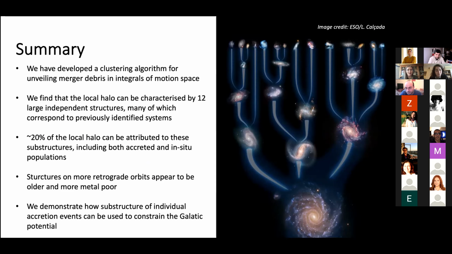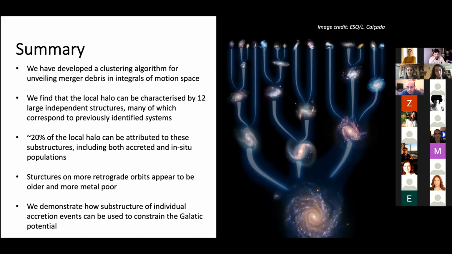So what we've done is we've developed a clustering algorithm to try and find the merger debris in this integral of motion space. And we find that there are around 12 structures, many of which were already identified, and some new structures that need some more work to understand what kind of populations they are, whether they're a mix of two, or whether we're seeing something new.